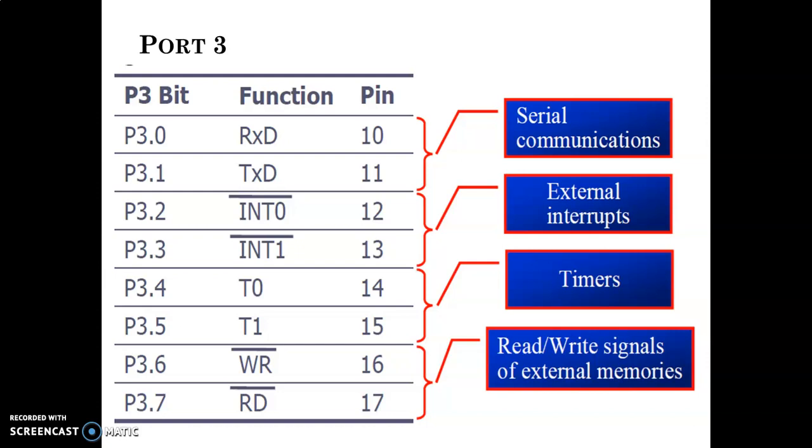Port 3.4 is timer 0. Port 3.5 is timer 1. These are the 14th and 15th pins, and both of them are timer pins. Port 3.6 is the write bar pin. Port 3.7 is the read bar pin. Pins number 16 and 17 are the read and write signals for external memories.